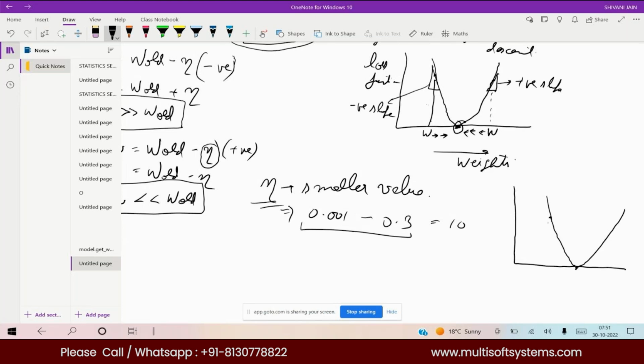If your value is too small, then it will come down very slowly, and it will reach here, right? But if you give a very high value, let's suppose 10, what will happen? It will come here, then go here, then come here, then go here. It will start jumping here and there randomly.